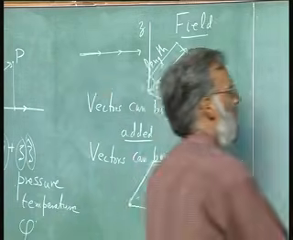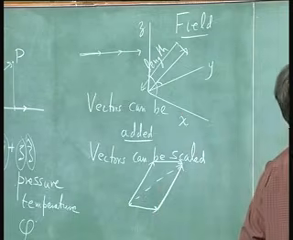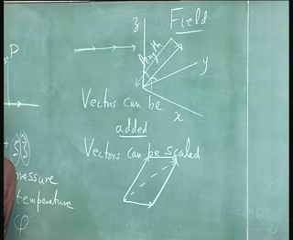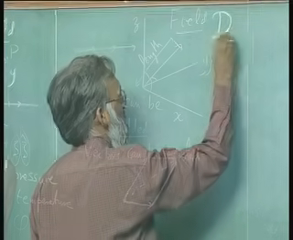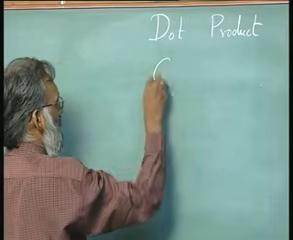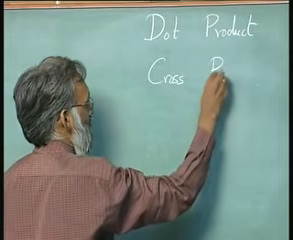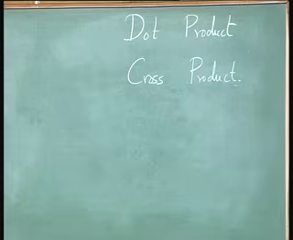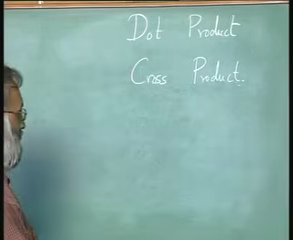But now, having defined these things called vectors, what are the operations you can do on them besides adding and scaling? The two important operations you can do, which are related to physical quantities, are dot product and cross product. I will repeat this next time, but let me introduce these two concepts so you can think about them.